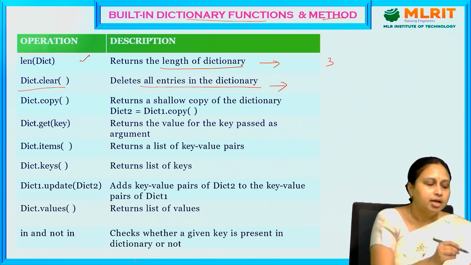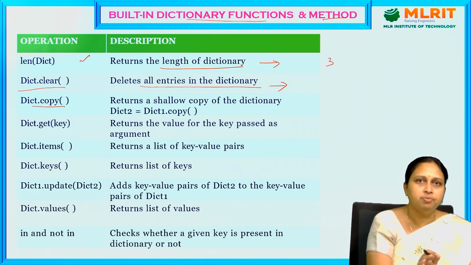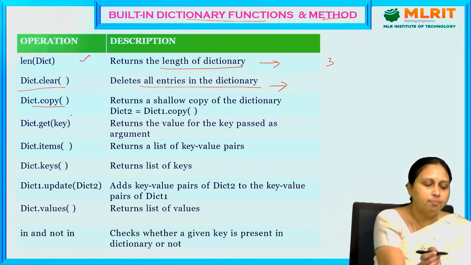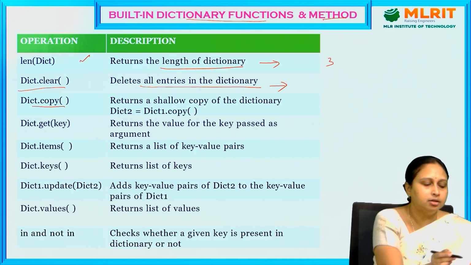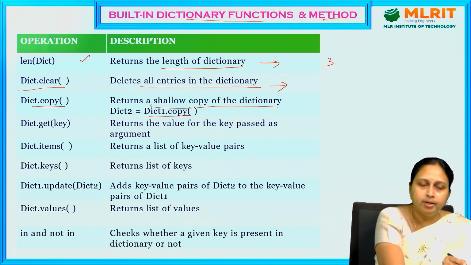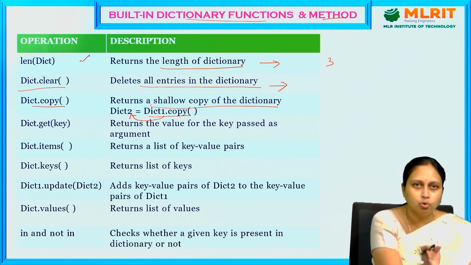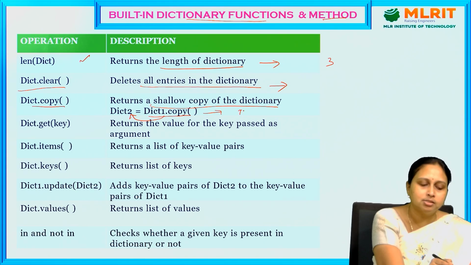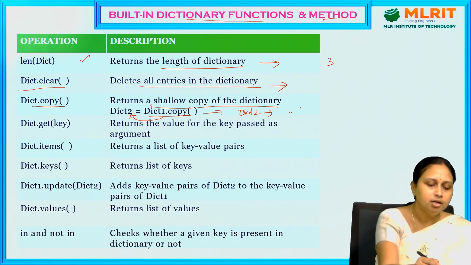Okay. Next, dictionary.copy. The DICT is nothing but the dictionary, that is a variable which you have been using. That's why I am calling it a dictionary. Don't be confused. Here, it will copy the content of one dictionary to another dictionary. That means it returns a shallow copy of the dictionary. That is, dictionary 1.copy will be copied to dictionary 2. Whatever content was present in dictionary 1 will be copied to dictionary 2. If I try to display dictionary 2, it will display the same content that was present in dictionary 1. Right.